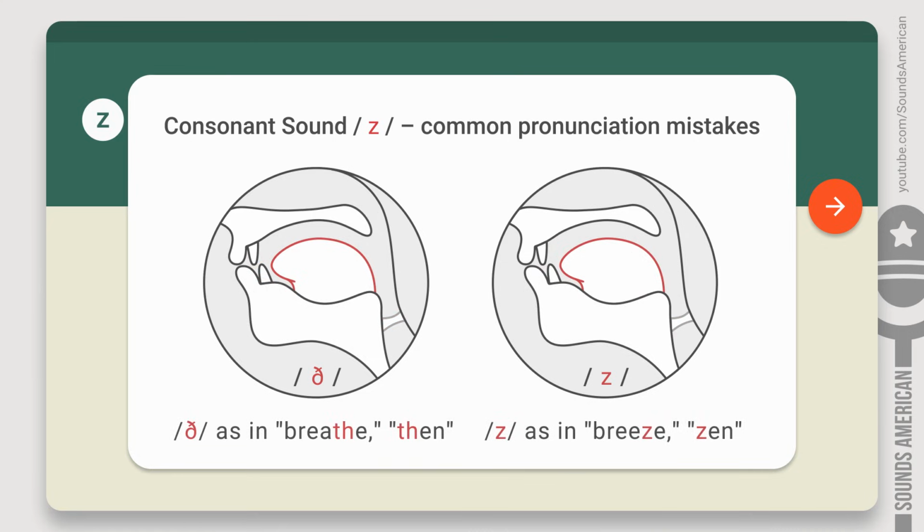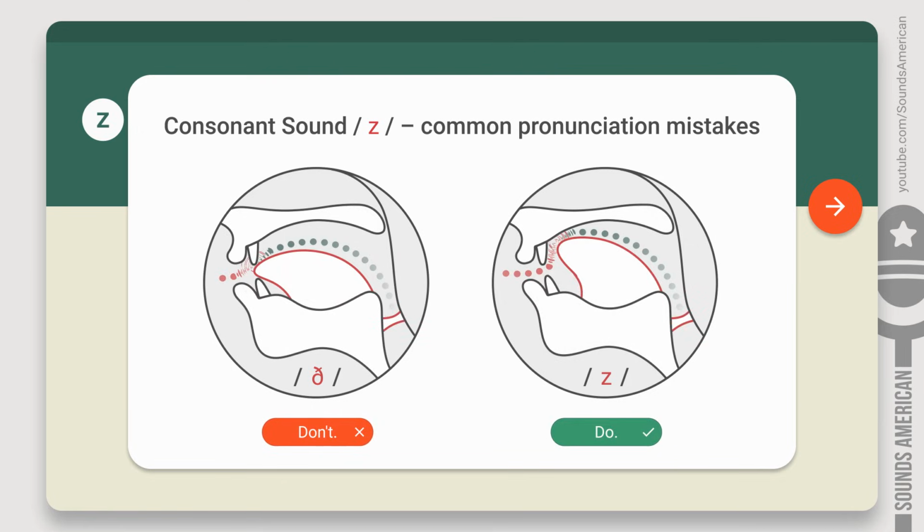Compare. Breathe, breeze. Then, zen. Remember, the z is pronounced with the tip of your tongue raised to your alveolar ridge, and it's a continuous voiced fricative sound.